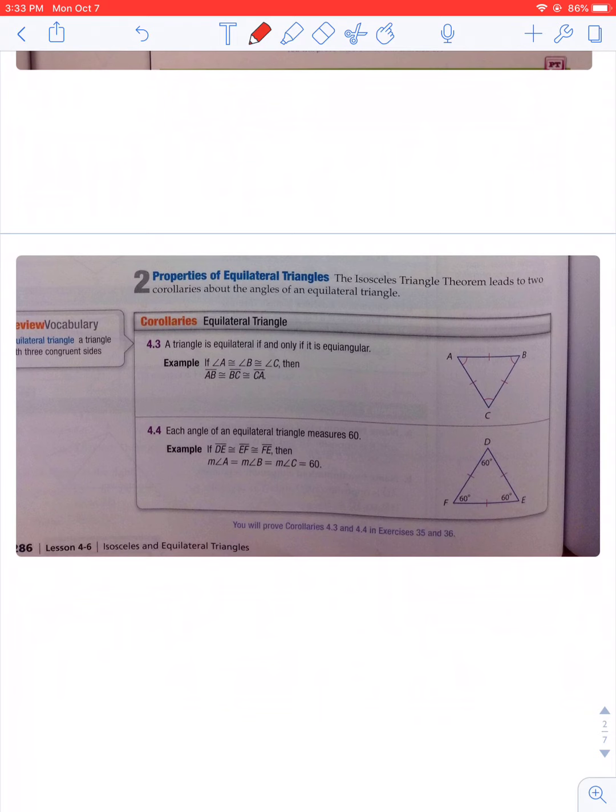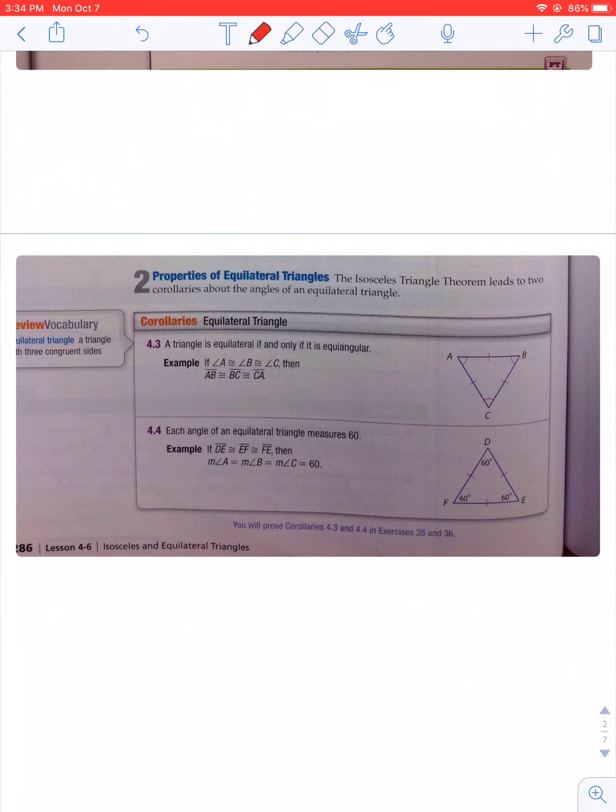And that's because equilateral triangles have 3 sides that are congruent. Isosceles triangles have at least 2 sides congruent. So that's why equilateral triangles are also isosceles triangles by definition. But equilateral is the best way to identify a triangle with 3 congruent sides or 3 congruent angles. Okay, so let's look at corollary 4.3. So the isosceles triangle theorem leads to 2 corollaries, which we're about to talk about, the angles of an equilateral triangle.